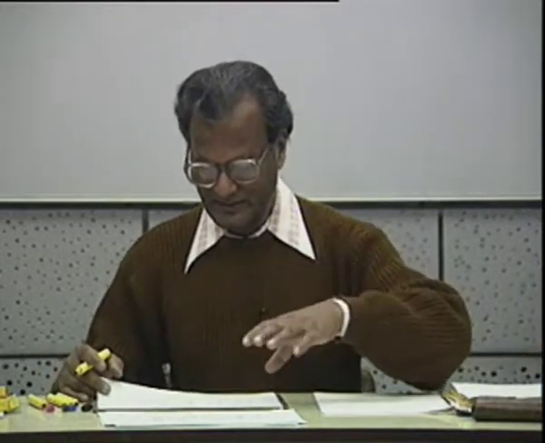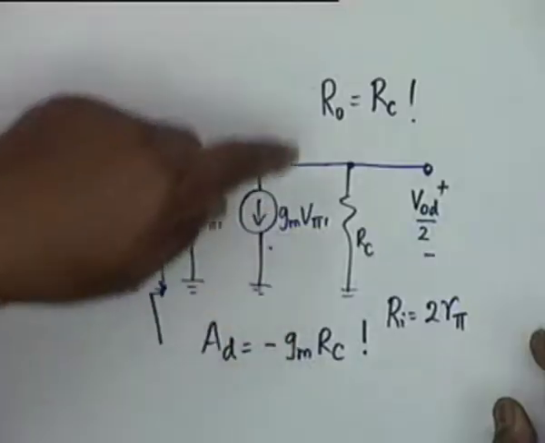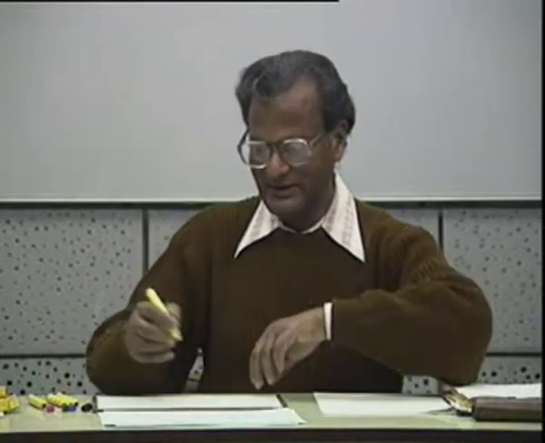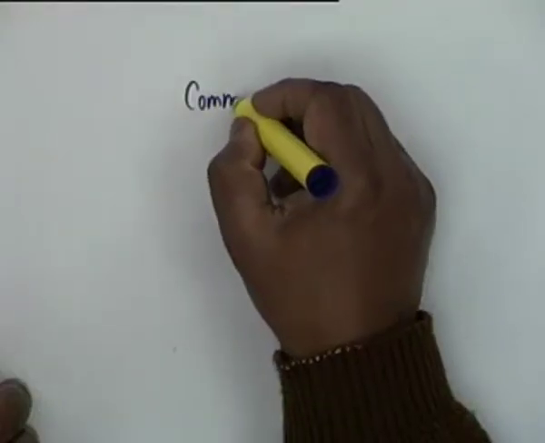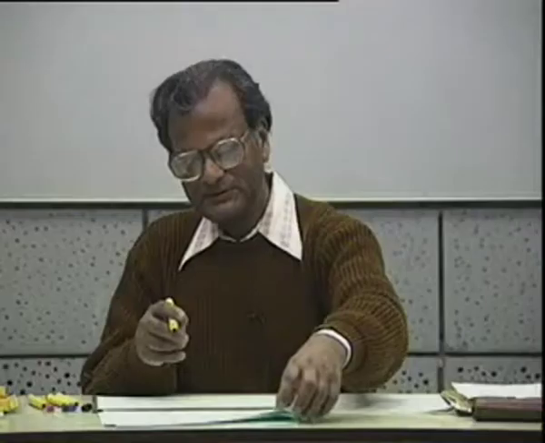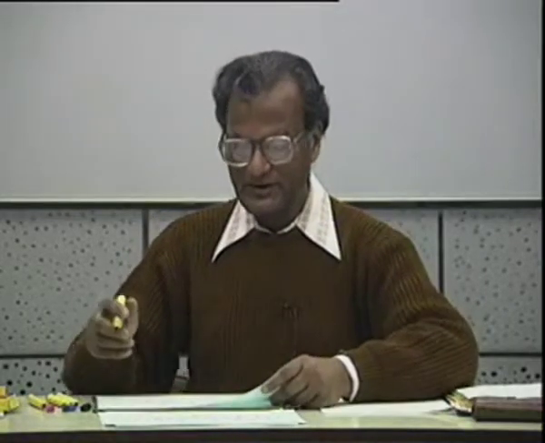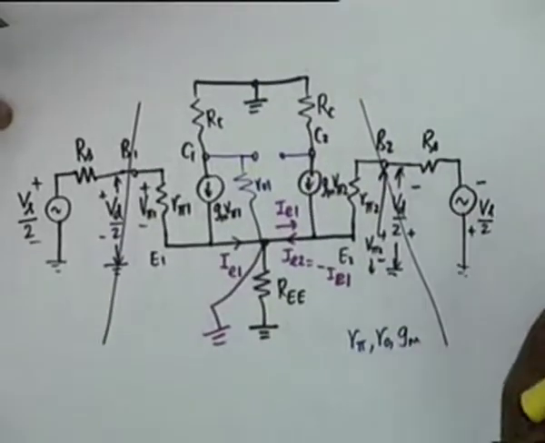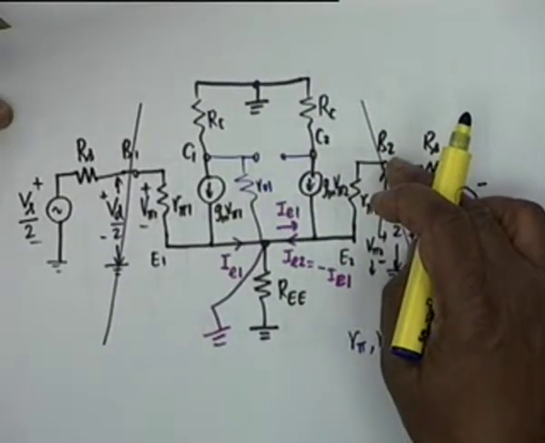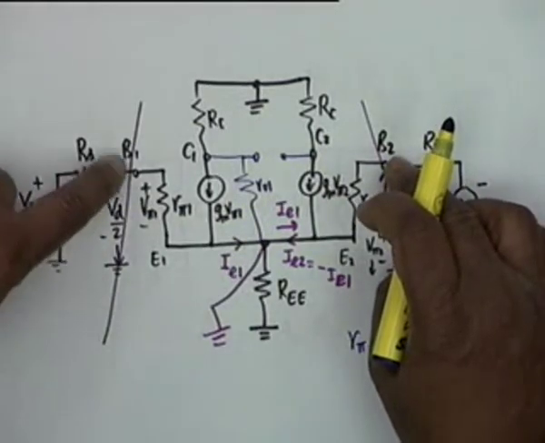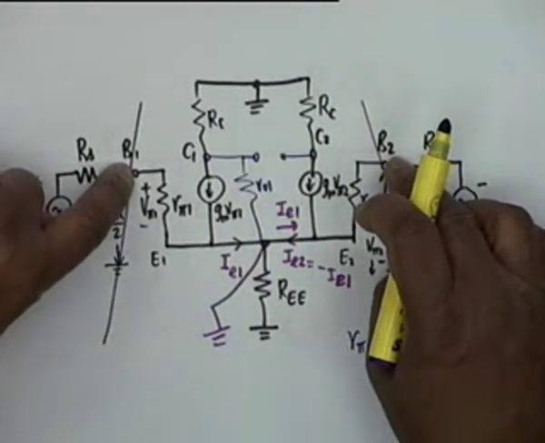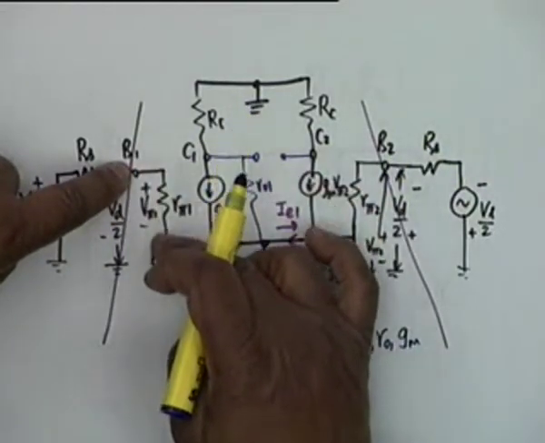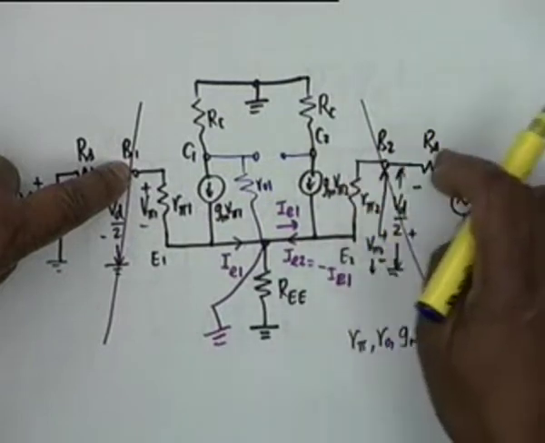I have computed the gain, the output resistance, and the input resistance. Now let's look at the common mode gain. Please explain again how we get 2 R pi. The input that we apply is between the two bases. It is a different matter that one of the bases may be grounded. Even if it is grounded, it is B1 and B2. From B1 to B2, the path is R pi 1 plus R pi 2.